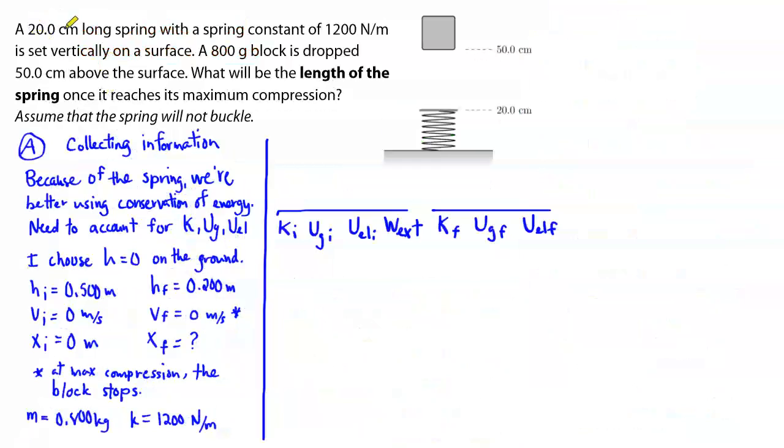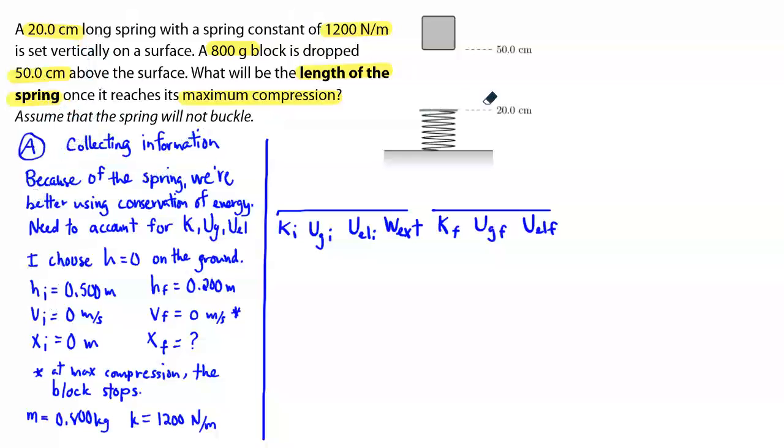So we know that we have the 20 centimeter long spring, we know that the spring constant is 1200 newtons per meter, the mass of the block is given, we know the initial height of the block as well. And what we're looking for is the length of the spring once it reaches maximum compression. The maximum compression is actually a very important piece of information. So now that we have all of this, I restarted the problem in exactly the same way as before. We want to collect the information, which we kind of did here.